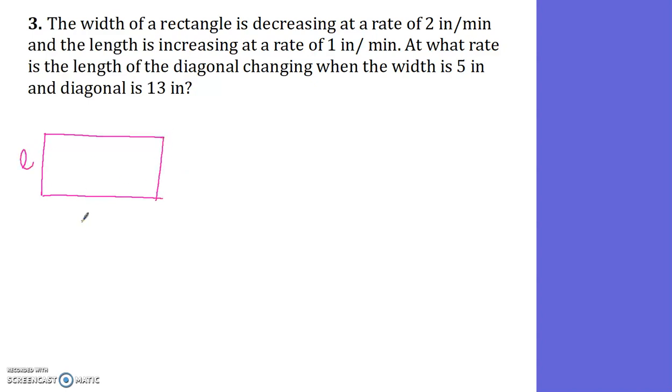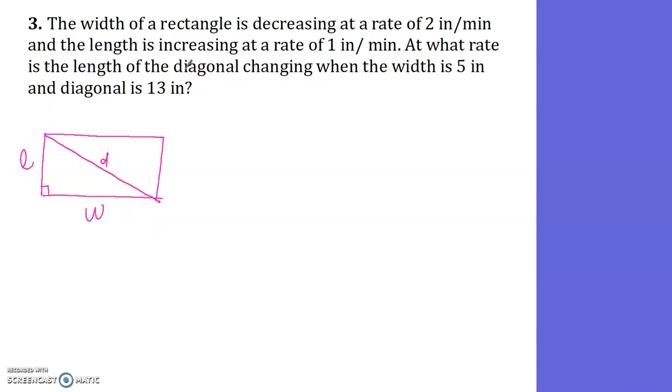So we've got our length and our width. If you have them flipped around, that's fine. But then I'm also going to draw in the diagonal. So that's what's going to create our right triangle. Now, nothing gets a number in this picture, because everything is changing. The width is decreasing, so this side is getting shorter. The length is increasing, so this side is getting longer, which means our diagonal is changing as well.